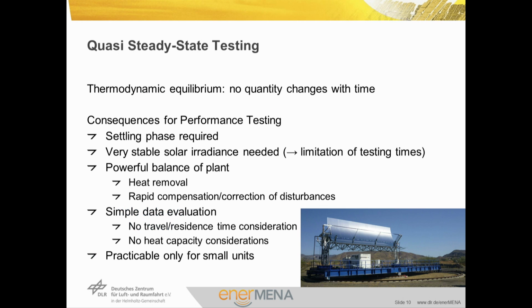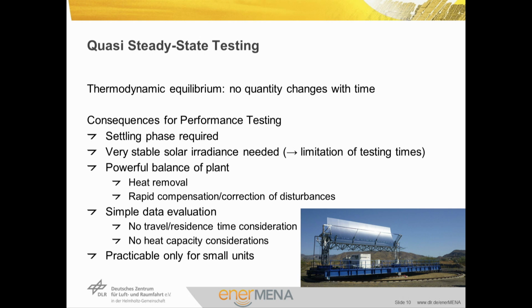Quasi-steady state testing aims at thermodynamic equilibrium, when no quantities change with time. In order to achieve such conditions, after startup, a considerable settling phase is required to even out initial differences and disturbances. During testing, very stable solar irradiance is needed. This severely restricts testing times to perfect solar conditions. Continuous stable testing can only be assured if the useful heat collected by the system under testing is removed completely by the balance of plant.